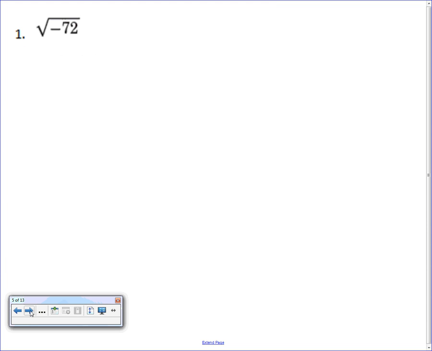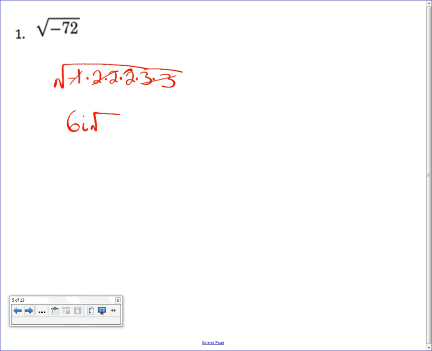Next, let's look at this one. This is the first one from your worksheet. Okay, the square root of -72. Take out the -1. 72 is 2 times 36, which is 2 times 18, which is 2 times 9, which is 3 times 3. Alright, let's kick out the number part first. There's 2, 3. 2 times 3 is 6. Let's kick out the -1, and that's going to be 6i root 2.